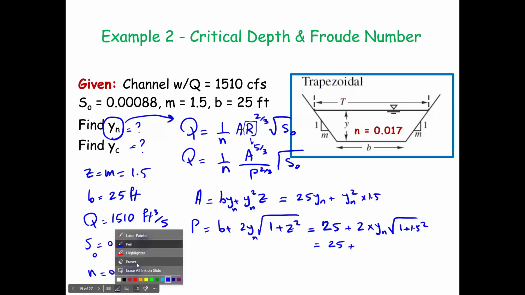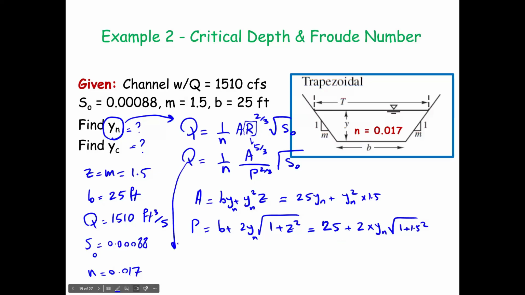I don't have it. 1510. Be careful, that's the British system. So add this here. It's not SI. Okay, make the correction here. I just double checked and noticed that it's not SI. So 1.49 over 0.017 multiplied by 25 yn plus 1.5 yn squared.